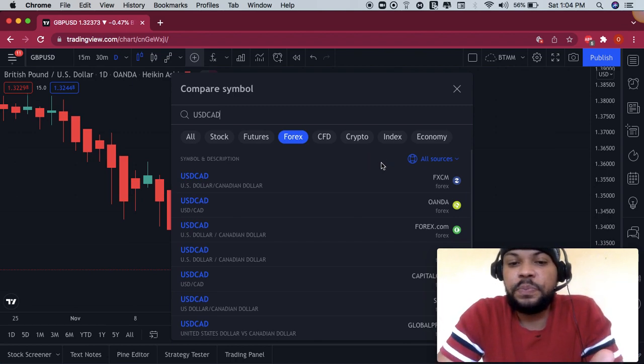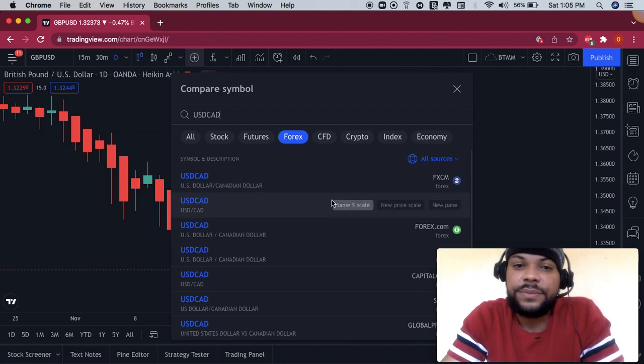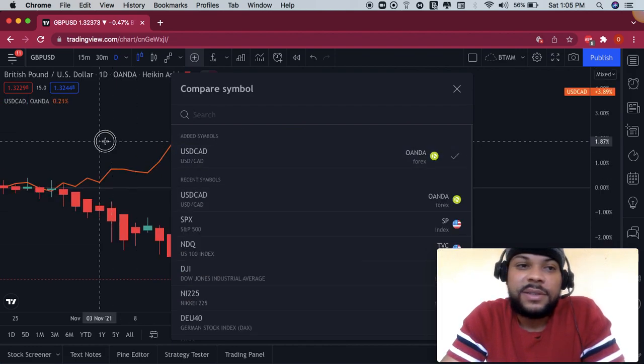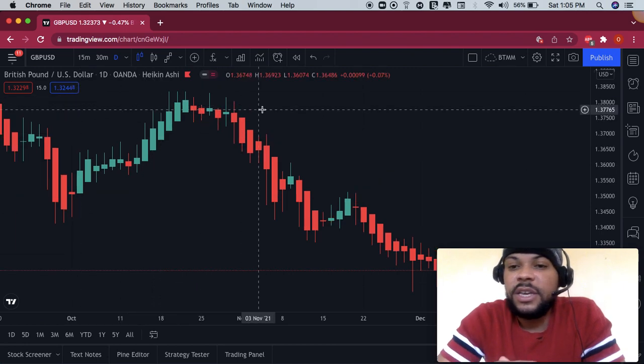TradingView has data from forex.com, Oanda, and FXCM. So they have a lot of different sources of data, and you can just choose whichever works best for you. Normally, I just use Oanda, but it doesn't really matter to me. I usually just use whatever is available, and I don't really care where the source information comes from.